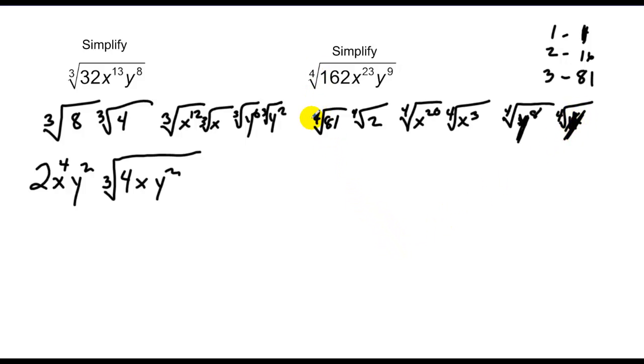So the 4th root of 81 we said is 3. The 4th root of x to the 20th, what multiplied by itself 4 times gets me x to the 20th, that's x to the 5th. What multiplied by itself 4 times gets me y to the 8th, that's y squared. And then list my remaining perfect fourths. That's a 2, an x cubed, and a y.